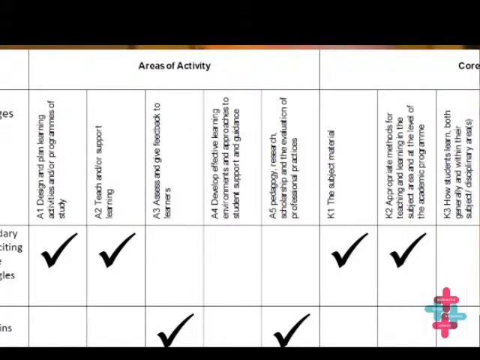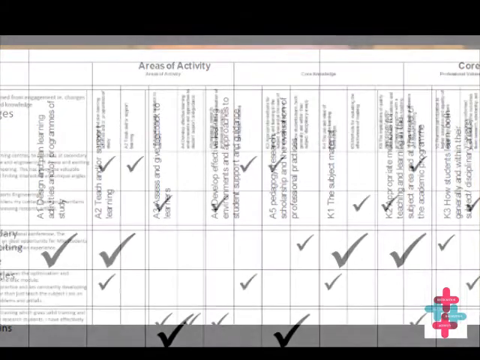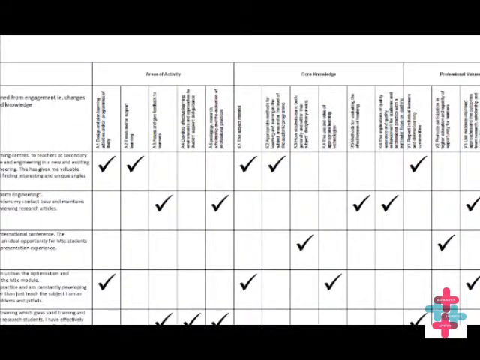So along the top there are the descriptors from the UK Professional Standards Framework, the areas of activity, the dimensions of core knowledge, and then at the end there the professional values. So you should be becoming familiar with all of these aspects of the UK Professional Standards Framework.